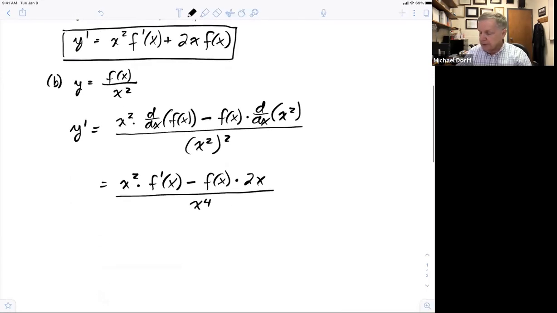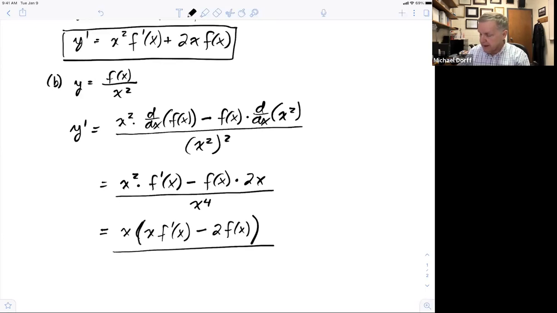Now, I noticed that everything on the top has an x term and the bottom has an x term. So let's factor out an x term in the top, and then we'll be able to cancel that out with one of the x's in the denominator. So in the top, if I take out an x, I'll take an x away from the x squared. That gives me an x f prime of x minus, now if I take an x away from the second term, I have f of x times 2. I'm going to write the 2 first, right? And that's in a big parentheses there. And then in the denominator, I have x to the fourth.